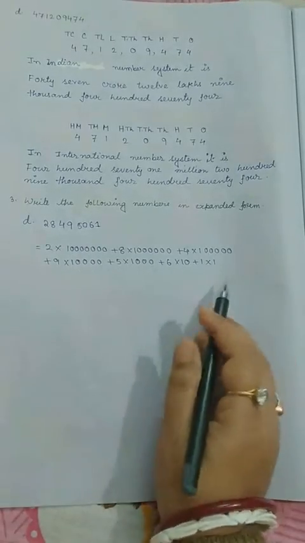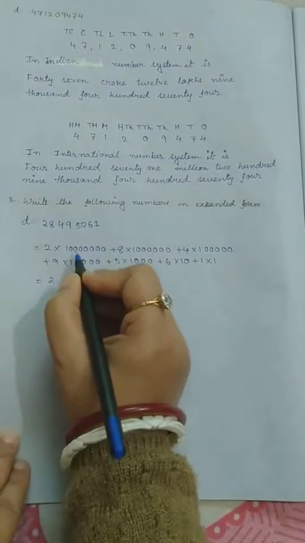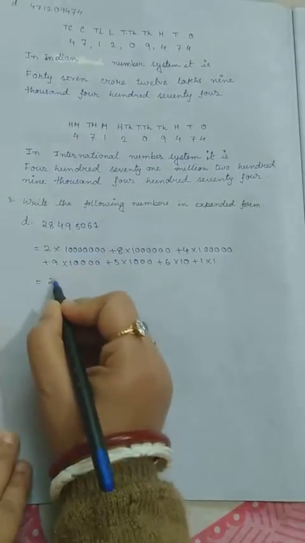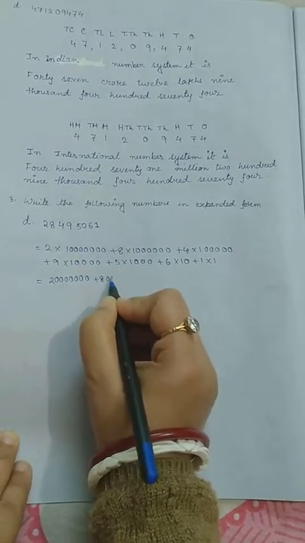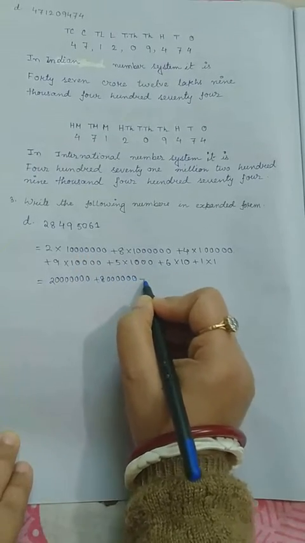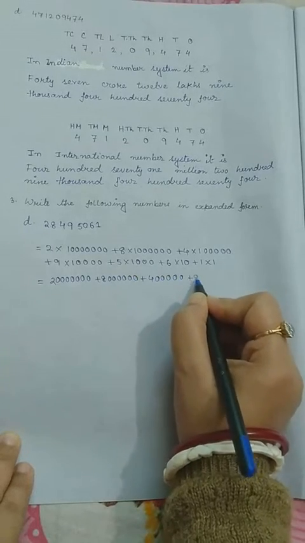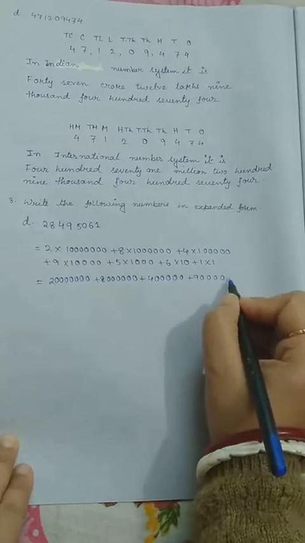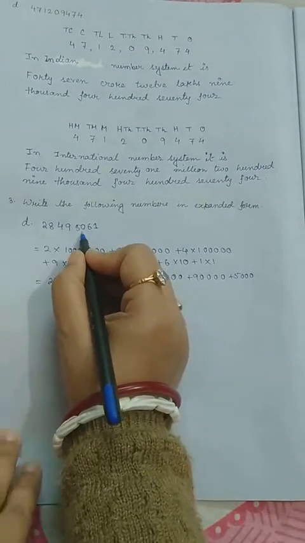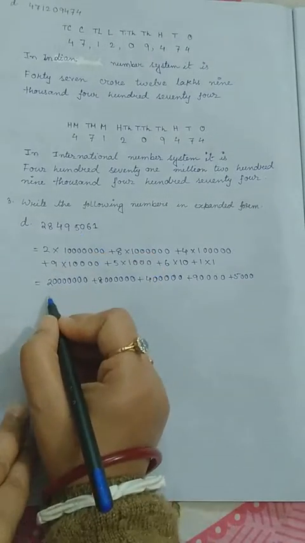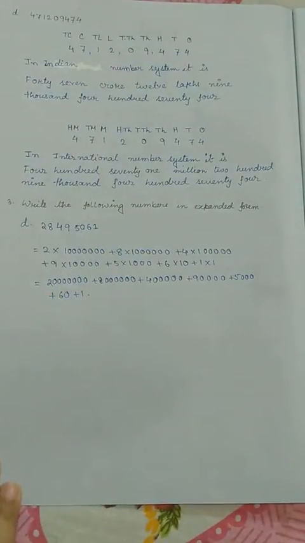So, in the same way you have to write this number. What will it be? 2 into 1 followed by 7 zeros, plus 8 into 1 followed by 6 zeros, plus 4 into 1 followed by 5 zeros, plus 9 into 1 followed by 4 zeros, plus 5 into 1 followed by 3 zeros. Next is 0. If you multiply 0 with any number, it remains 0. So next you write plus 6, plus 0, plus 1. So this is the expanded form.